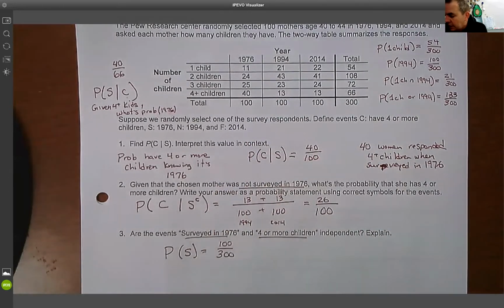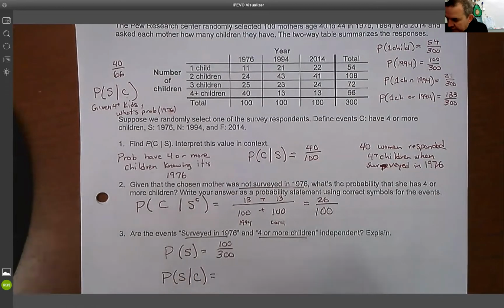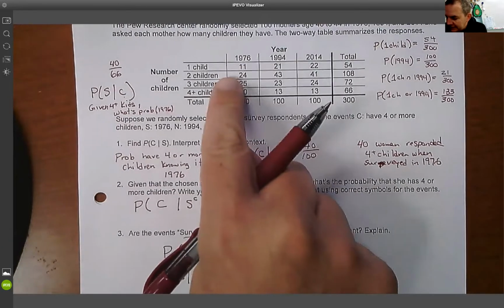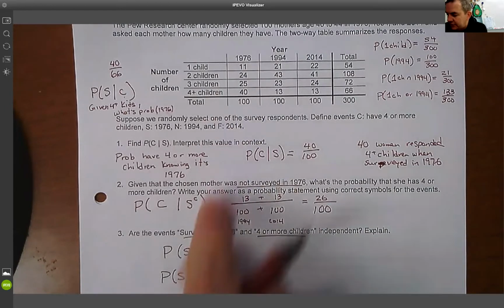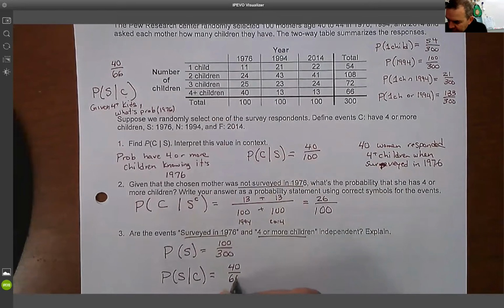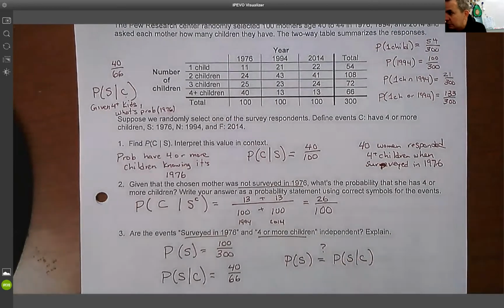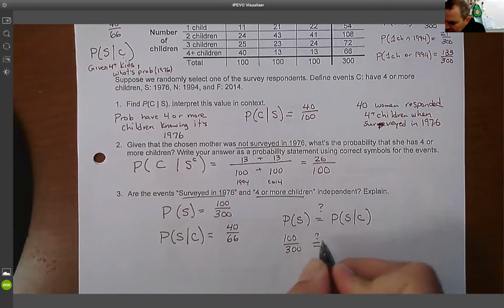Now we want to look at the probability that you were surveyed in 1976, given that you had 4 children. We kind of figured that out up top. So now I'm looking at this row right here, and I'm saying 40 out of 66. And the question I'm asking: do these two proportions equal one another? Does 100 out of 300 equal 40 out of 66?